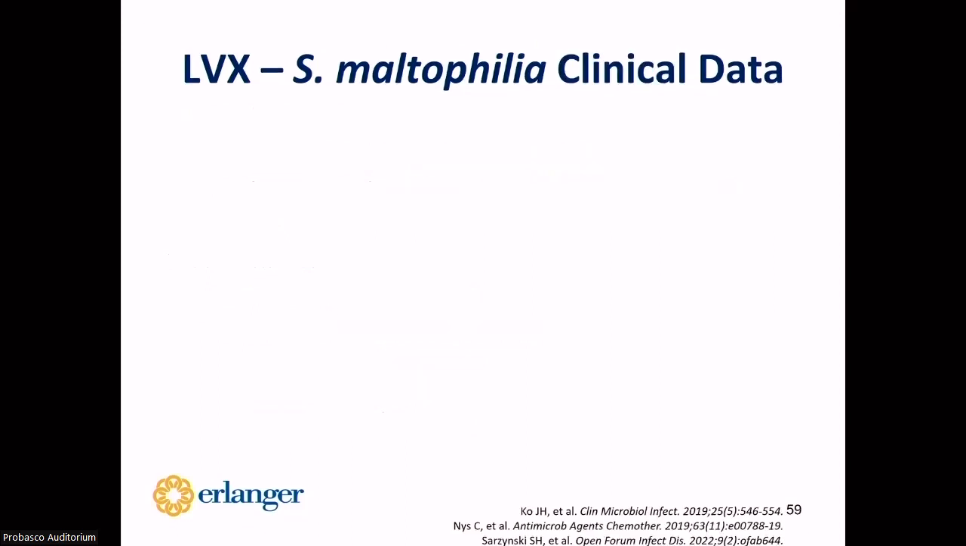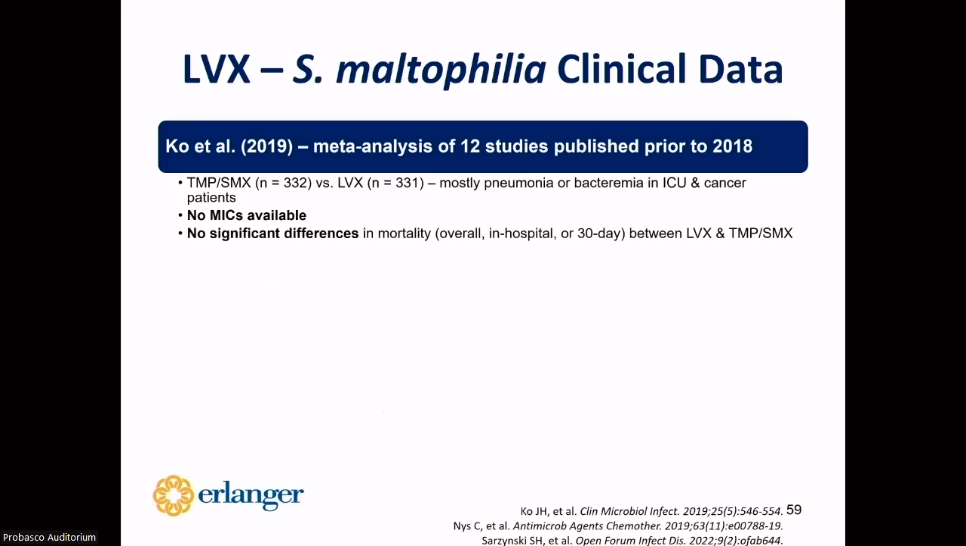But when looking at clinical data, we first review a study published by Coe and colleagues in 2019. This was a meta-analysis, looked at 12 different studies, had a trim-sulfa group and levofloxacin group. These were mostly pneumonia or bacteremia cases in ICU and cancer patients. There were no MICs available, unfortunately, in these studies, but there were no significant differences in mortality between levofloxacin and trim-sulfa.